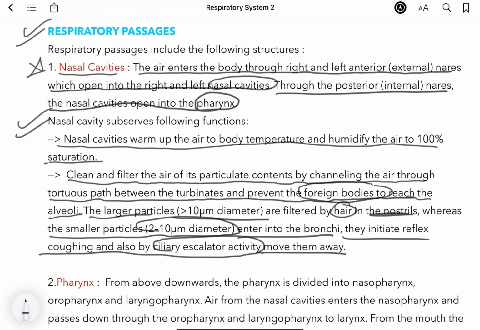When they enter the bronchi, you will have a coughing reflex. Sometimes you might feel it when you drink water too fast or while talking you sneeze or cough. That is known as ciliary escalator activity, which moves the smaller particles out of the body. Getting it?